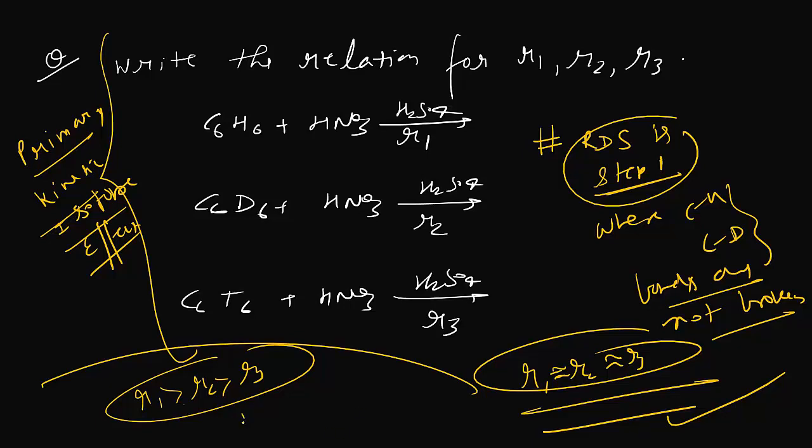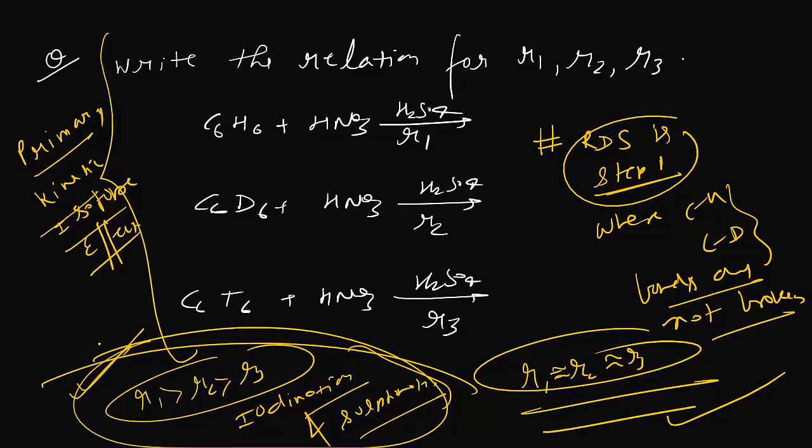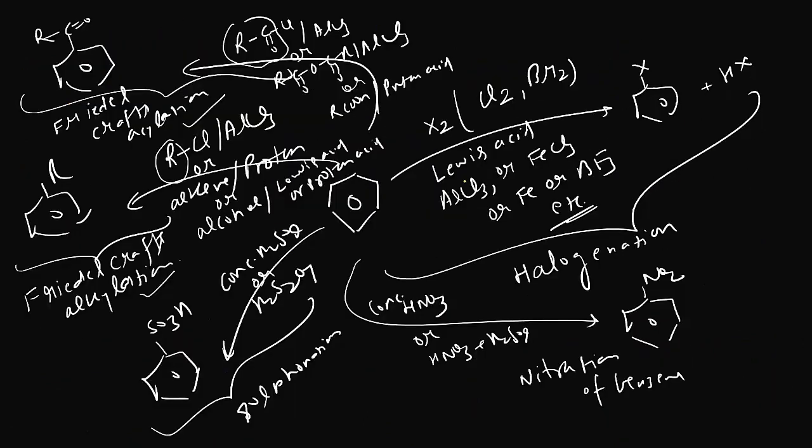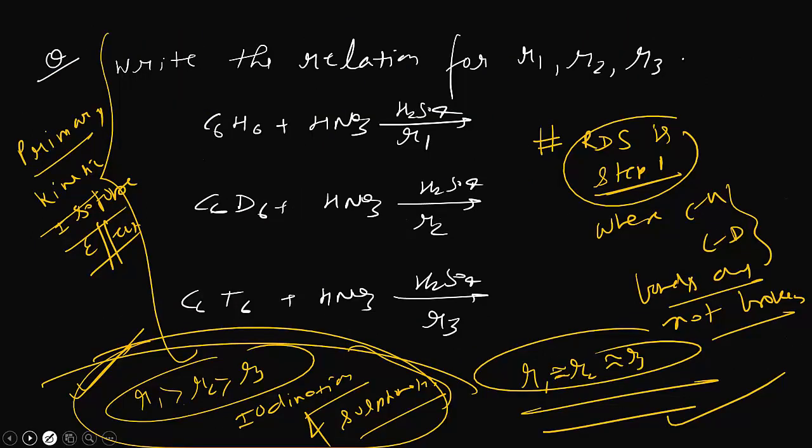There are two exceptional cases, iodination and sulfonation. These are the two cases where the rate order will be this. We'll discuss why later, but just write it here as an exception. The electrophile is NO2 plus, so this exceptional case won't apply, right? I repeat, there are five reactions in a general way: halogenation, nitration, sulfonation, Friedel-Crafts alkylation, Friedel-Crafts acylation. The exceptions are iodination and sulfonation. That's it. First decide whether the reaction is halogenation or nitration or something else.